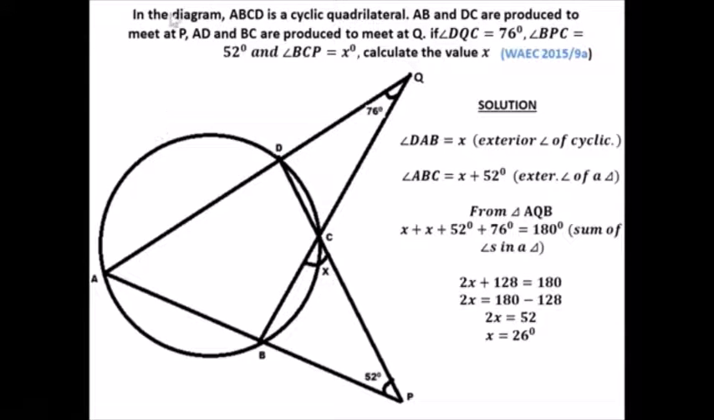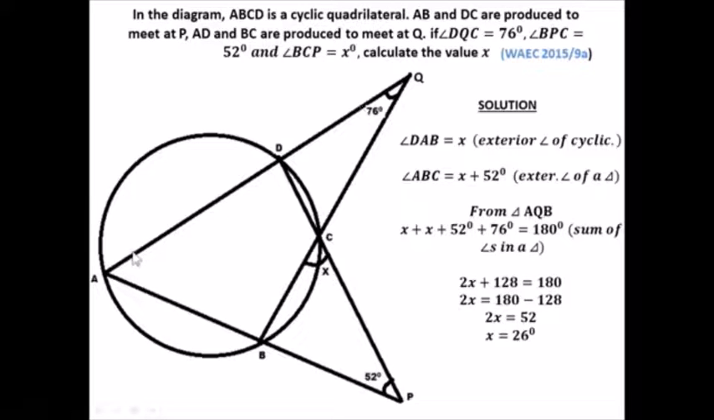If you look at this question, we are told that in the diagram ABCD is a cyclic quadrilateral. Now this is a circle, and we have justified in the previous video that anytime we have a quadrilateral, a four-sided plane shape, inscribed inside a circle, that's a cyclic quadrilateral. If you look at line AD, line DC, line BC, and line AB, that's a quadrilateral inscribed inside the circle.